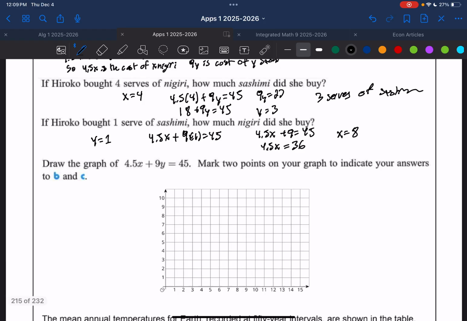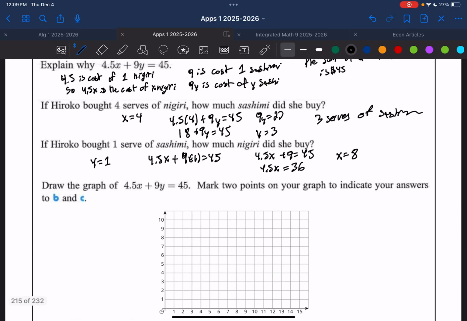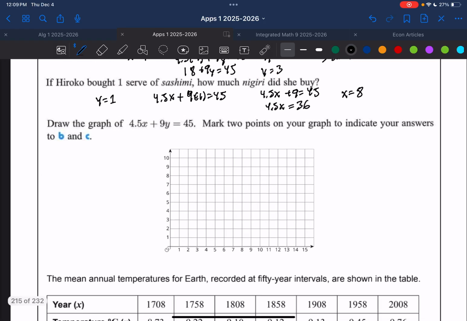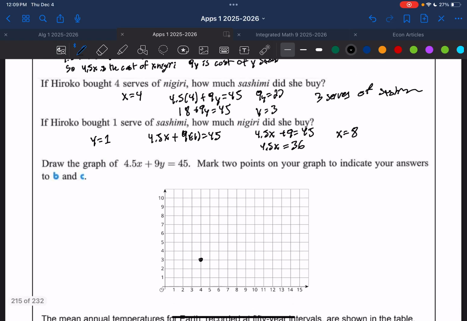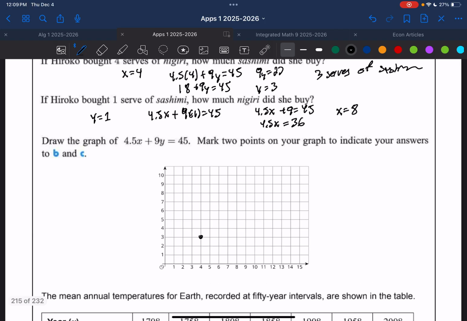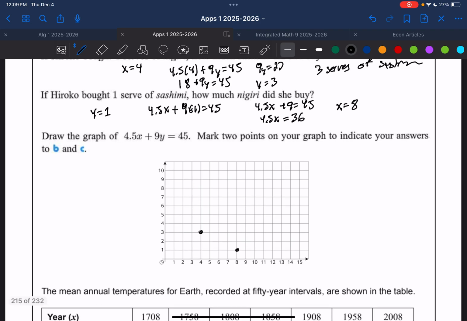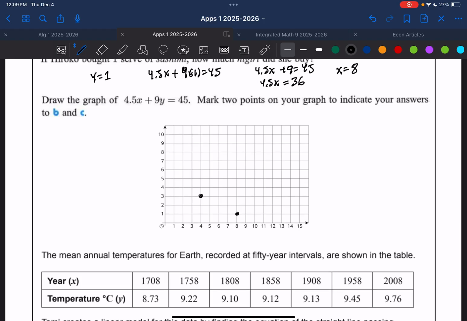nigiri. All right. So now we can graph this and we can use our 2 points. For this point, we have x is equal to 4 and y is equal to 3. Right? 4 pieces of nigiri and 3 pieces of sashimi. Or y could be 1 and x could be 8. We can also add a couple more points using our intercepts. If she spent all of her money on sashimi, she could buy 5 serves of sashimi, because 9 times 5 is 45. Or if she spent all of her money on nigiri, she could buy 10 serves of nigiri, because 4.5 times 10 is 45. Those are 4 possible combinations that she could buy. And all of the points between them, that whole line, are all of the possibilities that she could buy.